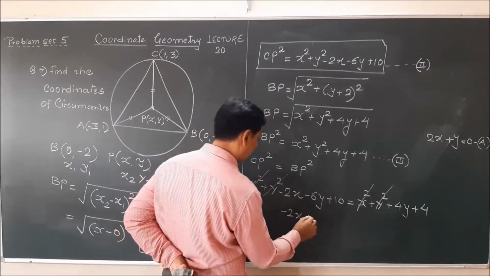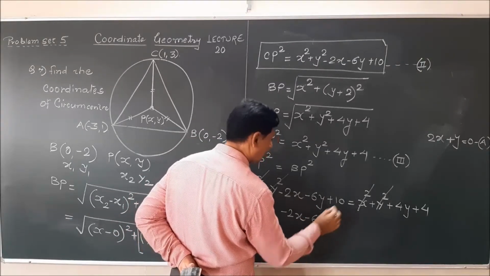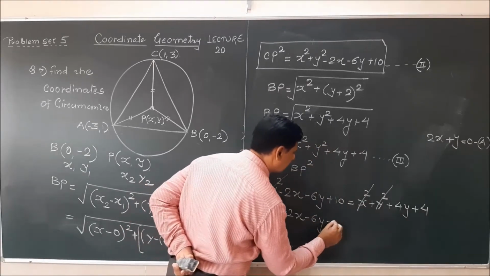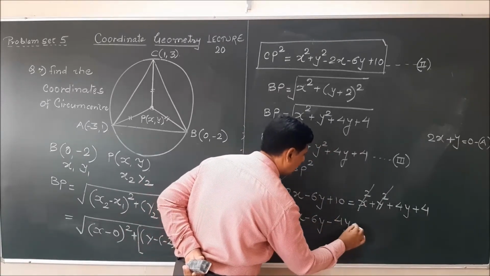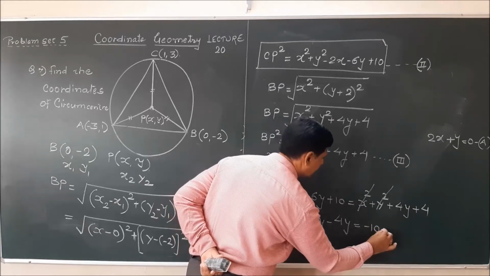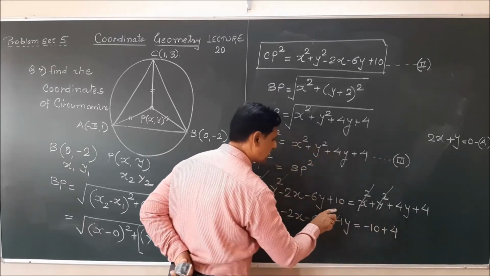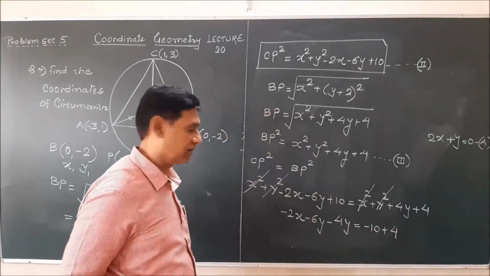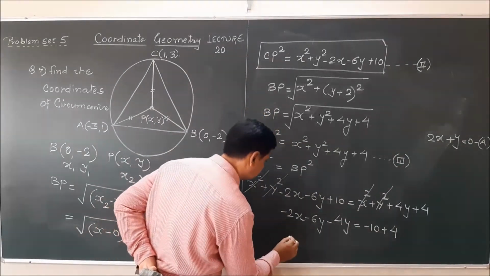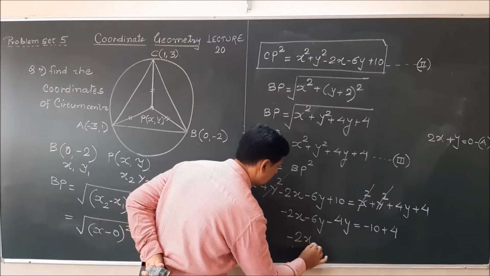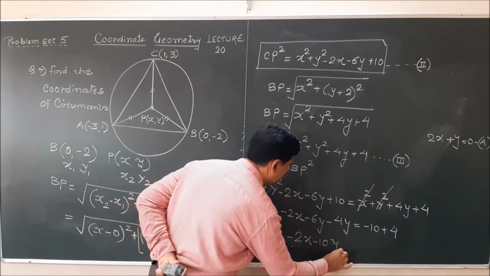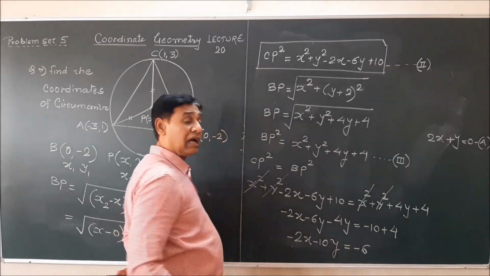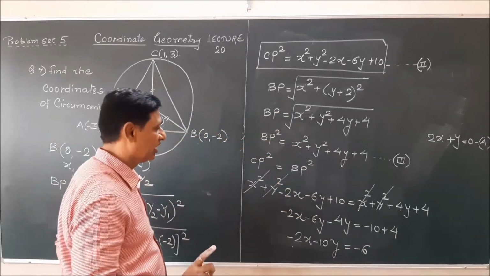Minus 6y. Okay. I transfer this 4y to the left hand side and I will make it as minus 4y. That is equal to minus 10 plus 4. This plus 10 on the left hand side, on the right hand side will become minus. So minus 2x minus 10y, that is equal to minus 6. I can reduce this equation.